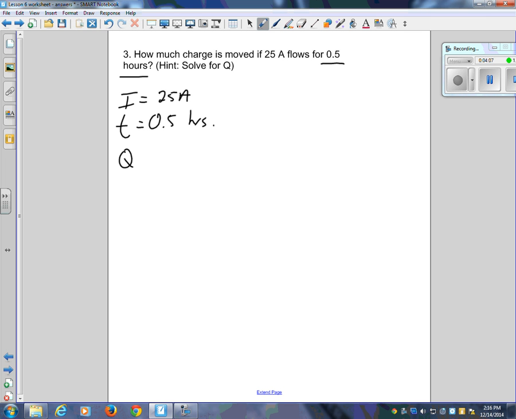So this is sort of a two-step question. To solve for this, we're going to have to, first of all, let me just put a question mark there. Let's convert that 0.5 hours to seconds. So we know that 0.5 hours is equivalent to 30 minutes. We're going to multiply that by 60, and you should get 1,800 seconds.